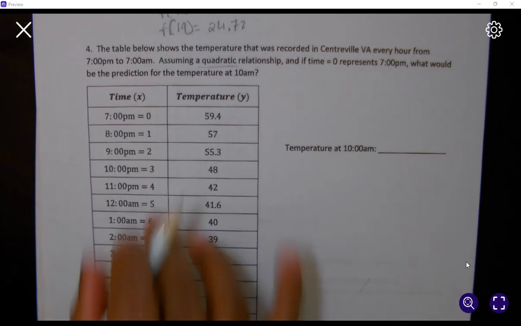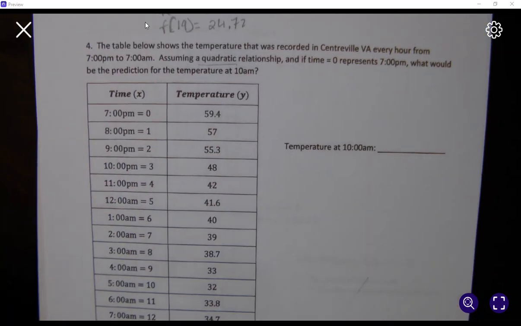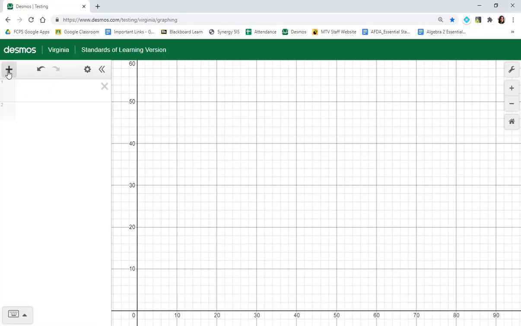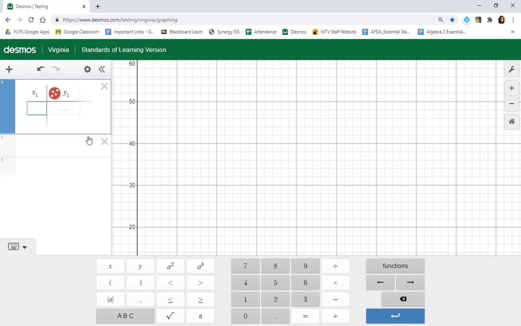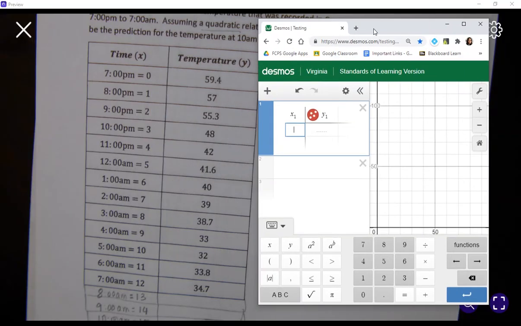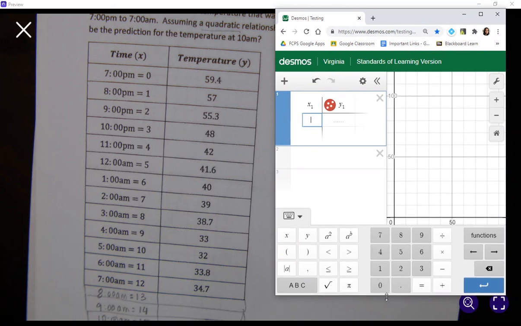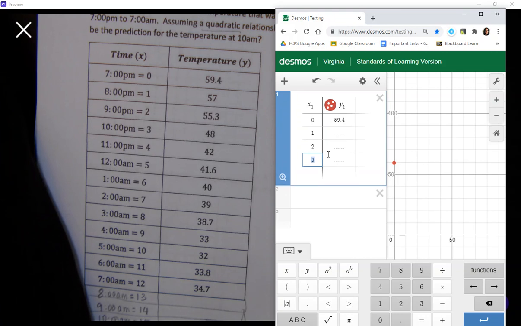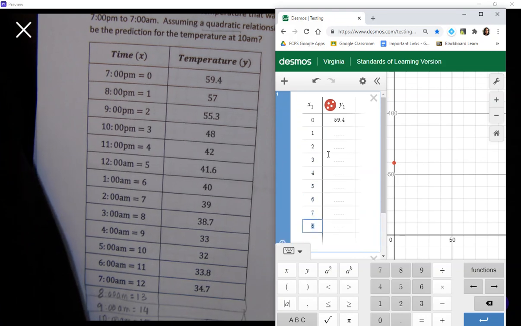All right, so what we're going to do is a regression. So we're going to plug these numbers in decimals. Let me start over. You're going to put plus button table, and we're going to plug in the numbers that I have here in my table. I'm not going to plug in the time because that doesn't really make sense. I'm going to plug in 0, 1. So 0 goes to 59.4, and then 1, and so on. So you put 1, and then 2, 3, 4. If you just keep hitting enter, it'll put it.